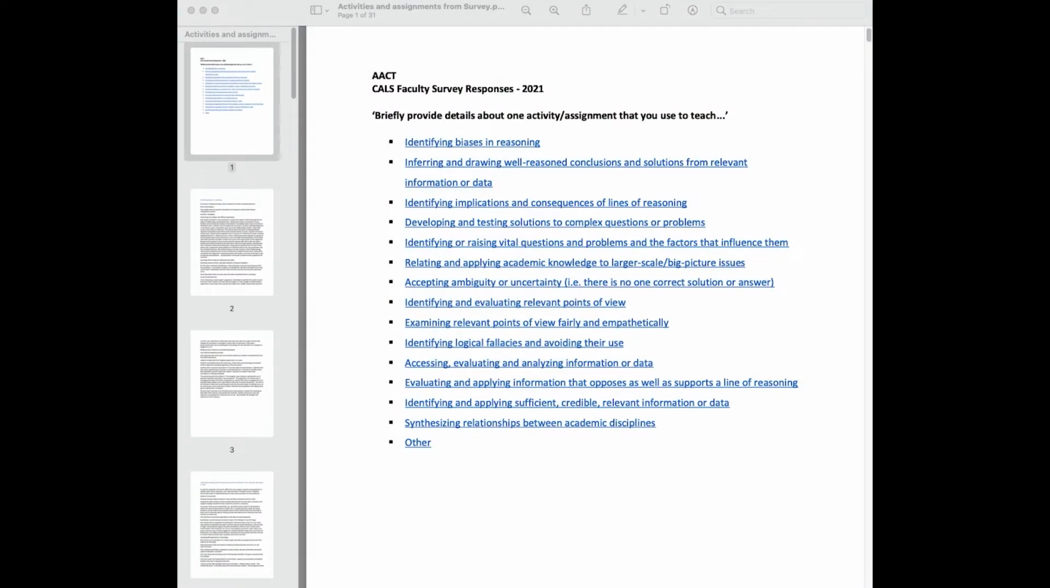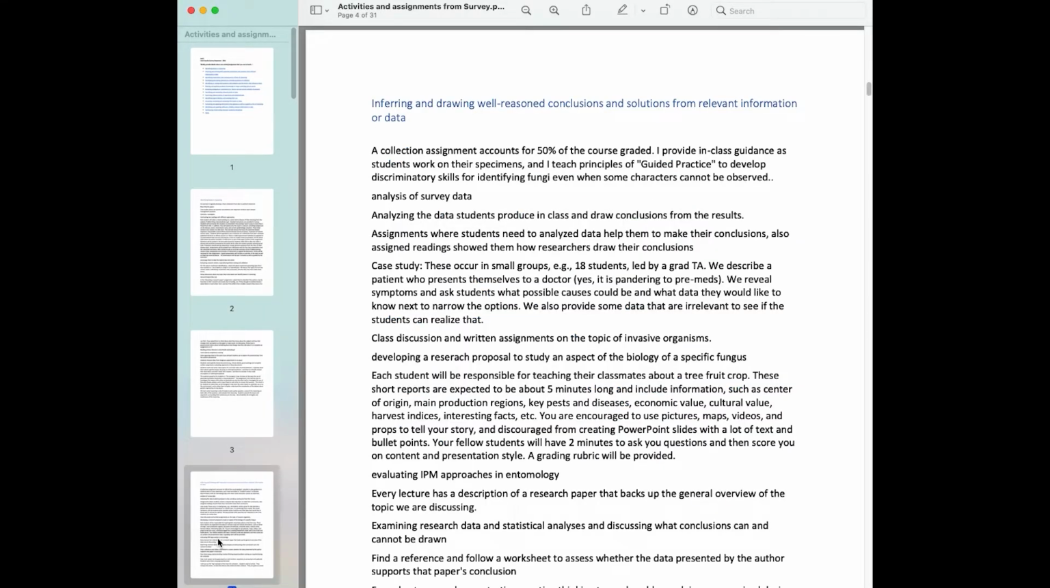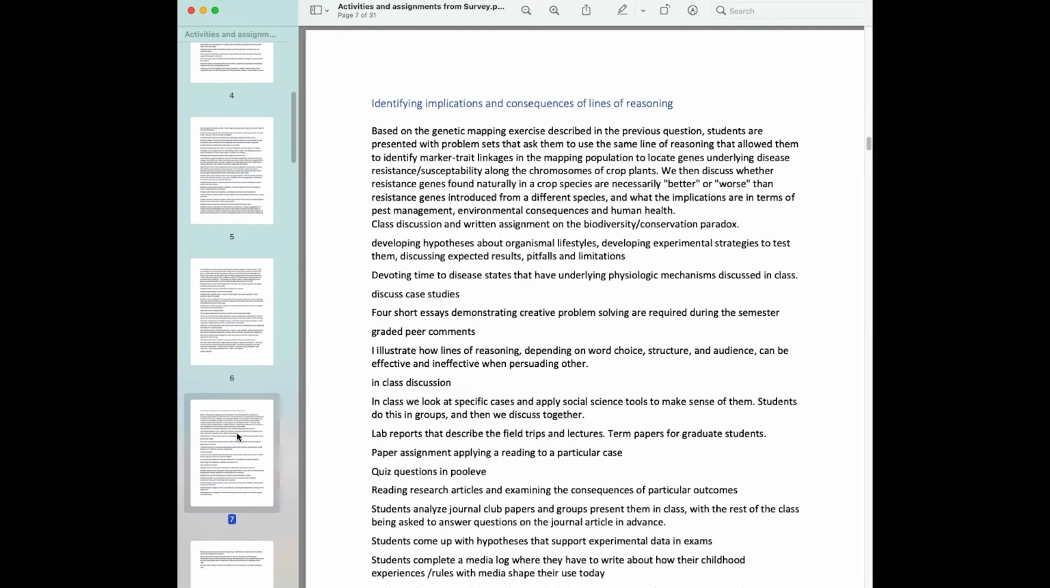We sent out a survey to CALS faculty to see what was on their learning objectives. What are they dedicating specific time to? What challenges have they come into contact with when it comes to actually teaching critical thinking? And we've been using that data as a foundation for identifying what should be taught in the module that we're developing and how should this actually be taught.